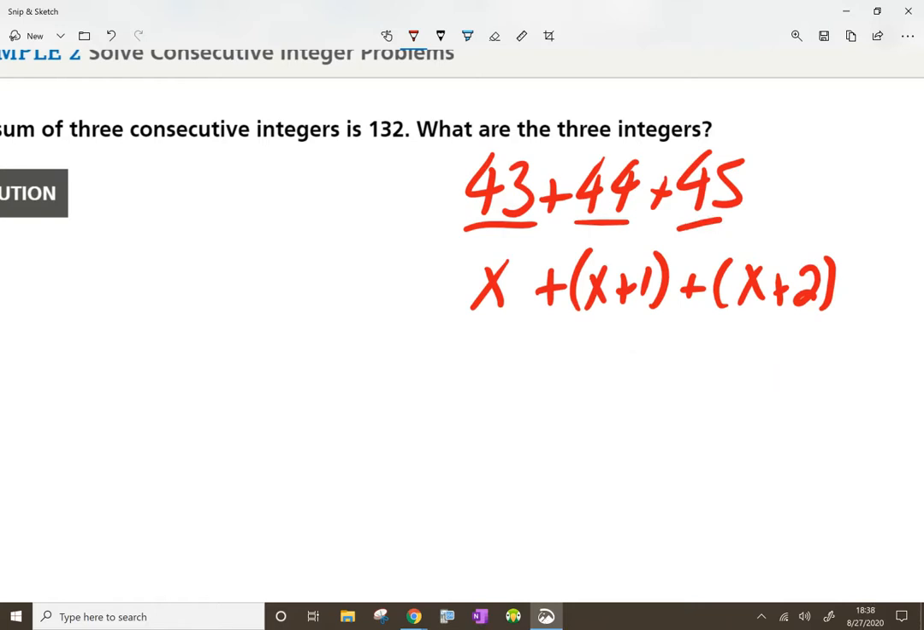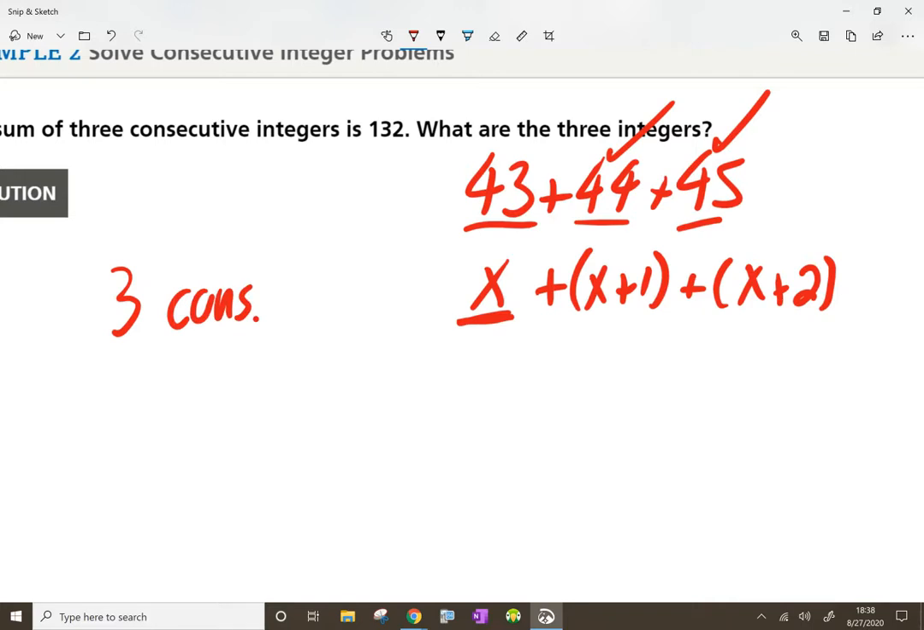And again, take x equaling 43, for example. If x is 43, then the next number would be 43 plus 1, which is 44. And then 43 plus 2 makes the number after that, 43 plus 2 would be 45. So this is how we would write three consecutive numbers.